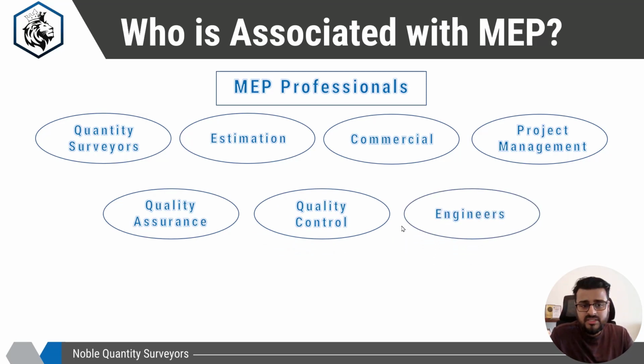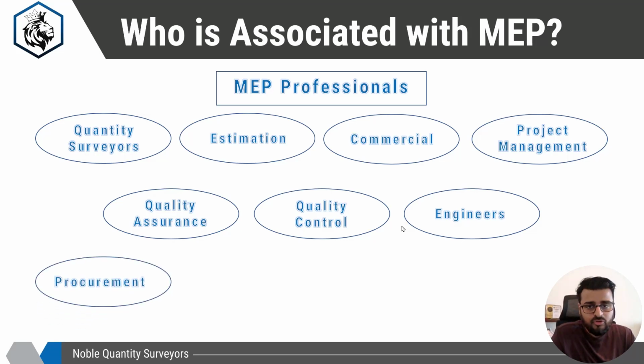The next is engineers. Engineers can be mechanical engineers, plumbing engineers, electrical engineers. Those are the ones who are directly associated with the MEP works. The next one is procurement. Procurement directly deals with the suppliers and procures the material for the site. It can be ducts, chillers, pipes, fittings and all. They are the ones who will procure and deliver to the site.